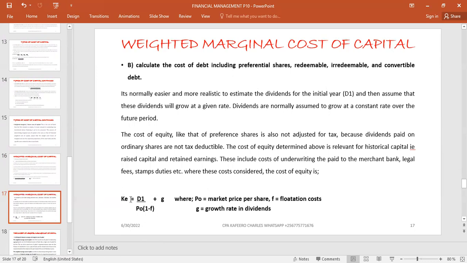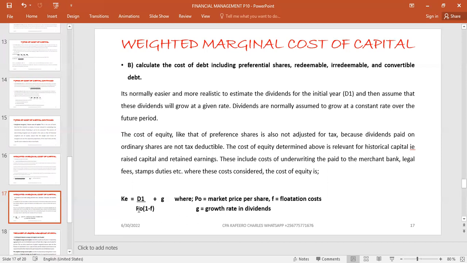Our concern is about the formula. What makes this one different from the other one is the flotation cost. And these flotation costs, those are the costs we've been talking about. If, let's say, you are going to take a loan, there are other costs you are going to be incurring that are related to the loan you are taking. Those costs, we try to look at them and come up with them, and we make sure when we are getting the money, we remove them.